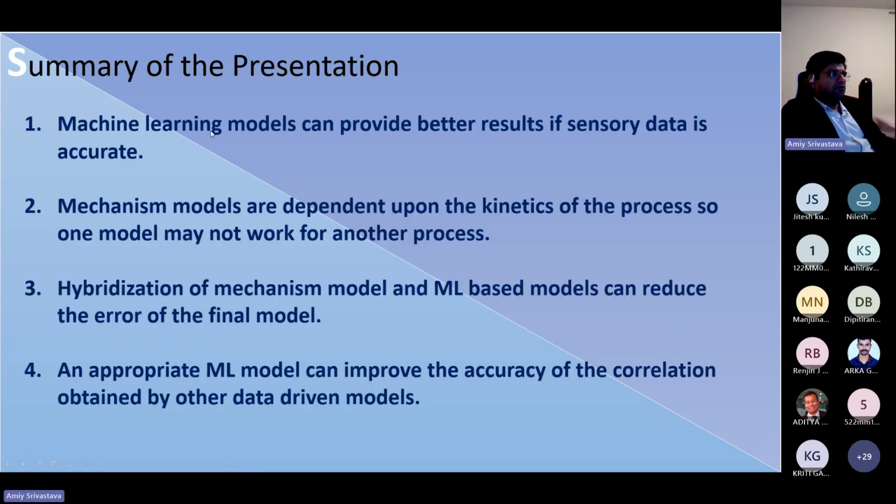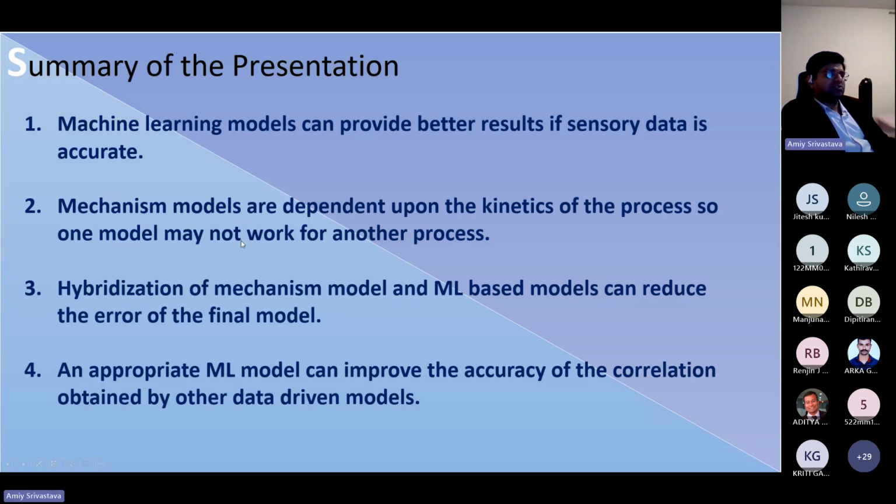So what is the summary of the presentation? Machine learning models can provide better results if sensory data is accurate. This is very important because sometimes you are getting all the sensory data wrong all along, and you don't know that because you are not talking to the plant people. You are sitting in your office or in your lab all the time. You are not going to the plant. So nobody has informed you that that particular sensor was wrong for 6 months, so please don't take the data from that. That's why you have to talk to the people more and more, so that these things won't happen to you, because all your hard work will go in vain.